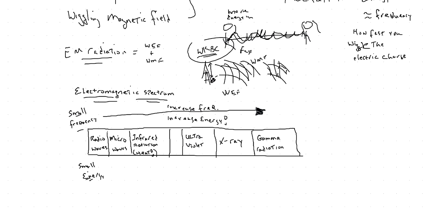So what is gamma radiation? It's wiggling electric fields and wiggling or oscillating magnetic fields. What is an X-ray? It's wiggling electric fields and wiggling magnetic fields. What is ultraviolet radiation? Wiggling electric fields, wiggling magnetic. What is heat? The same. What is a microwave? The same. What's a radio wave? Wiggling electric fields and wiggling magnetic fields. What's the difference? The difference is how fast they wiggle.